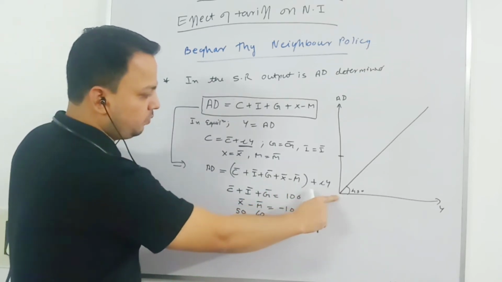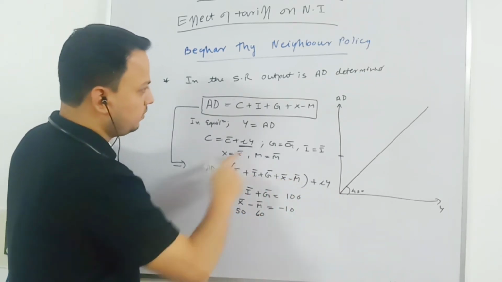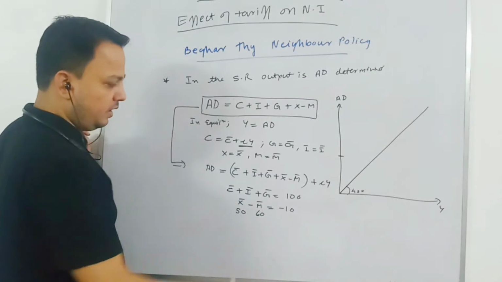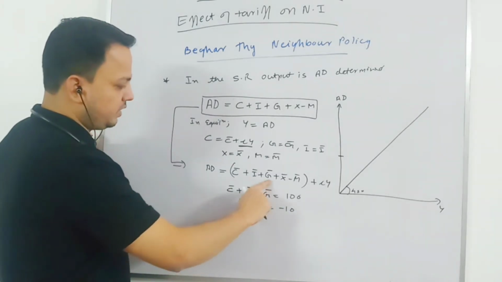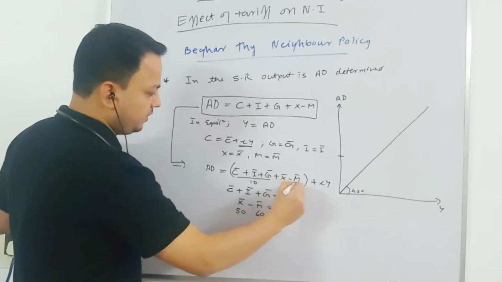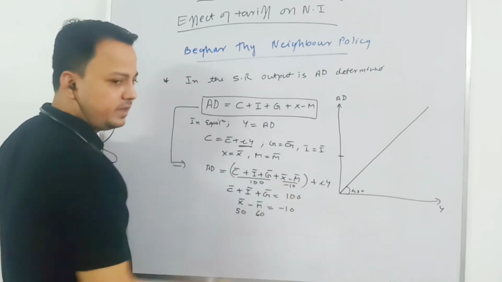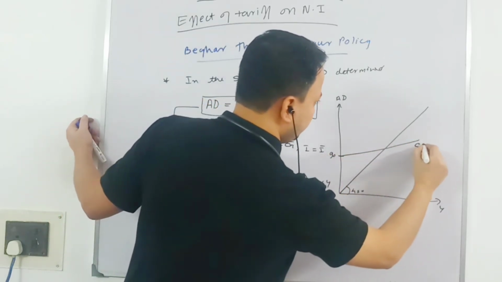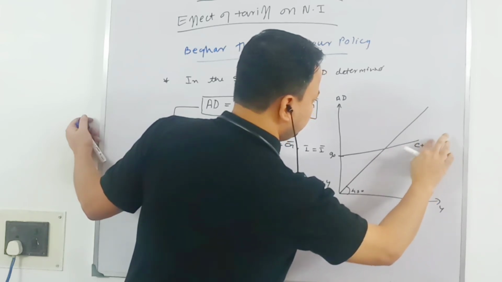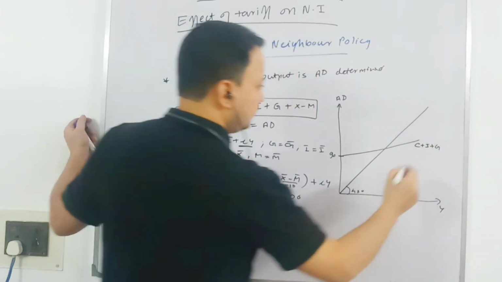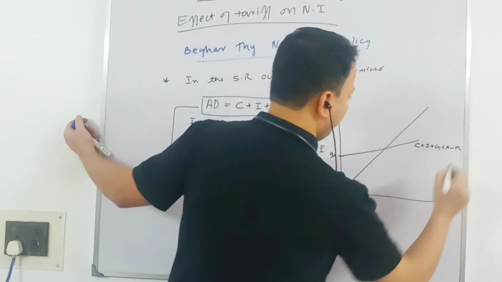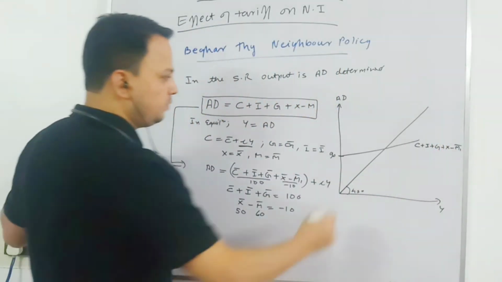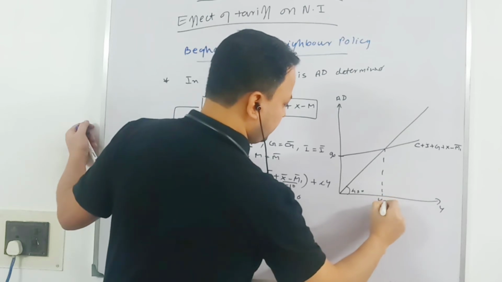When my income is zero, this term represents the intercept on the aggregate demand axis. So what will be your intercept term? This term is 100, this is minus 10, so 100 minus 10 is 90. 90 is my intercept, and this is my aggregate demand, C plus I plus G plus X minus M, say M bar 1. So this is my equilibrium level of income, say Y1E.